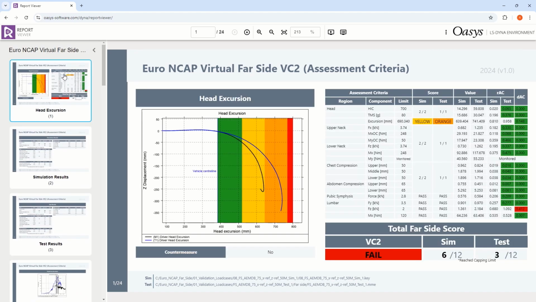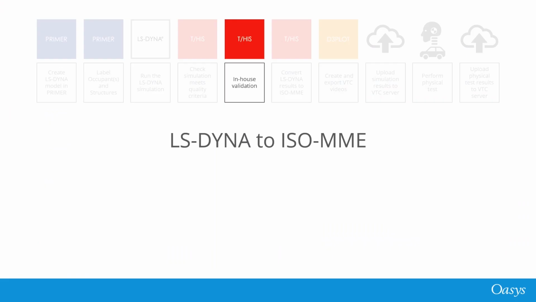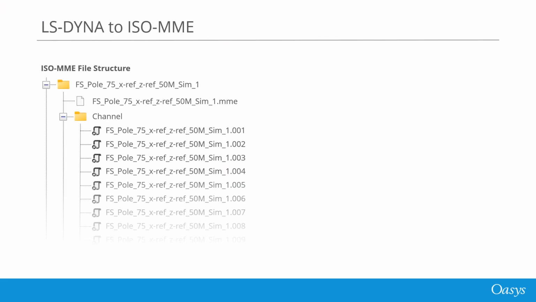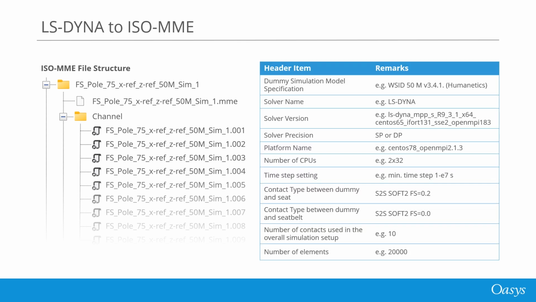Let's move on to data export. The LS-DYNA to ISO-MME workflow helps CAE and vehicle safety teams convert LS-DYNA results into ISO-MME format specified in the Euro NCAP protocol, including header metadata. It can also be used to convert relevant LS-DYNA outputs to ISO-MME for other protocols, so that CAE teams can store all their virtual testing data in a consistent format.